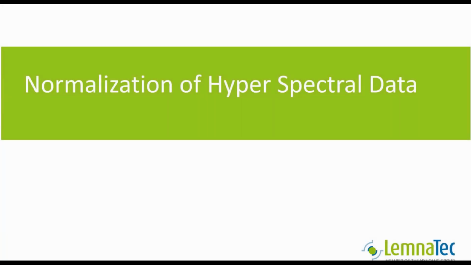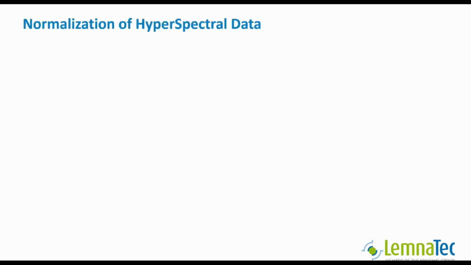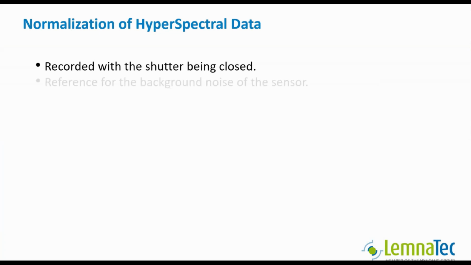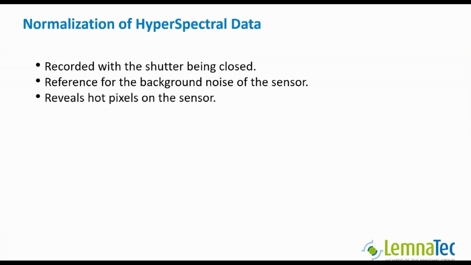I need to interrupt myself here to explain what we mean by normalization of hyperspectral data. When the data is recorded, we record 2 additional hyperspectral data cubes. One is recorded with the shutter being closed, so complete darkness is recorded. This measures the background noise of the sensor itself. In addition, any hot sensor pixel will appear here still bright. This is called the dark reference.